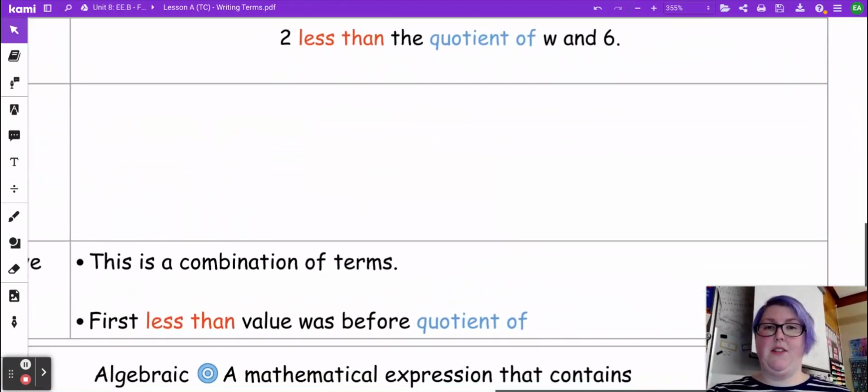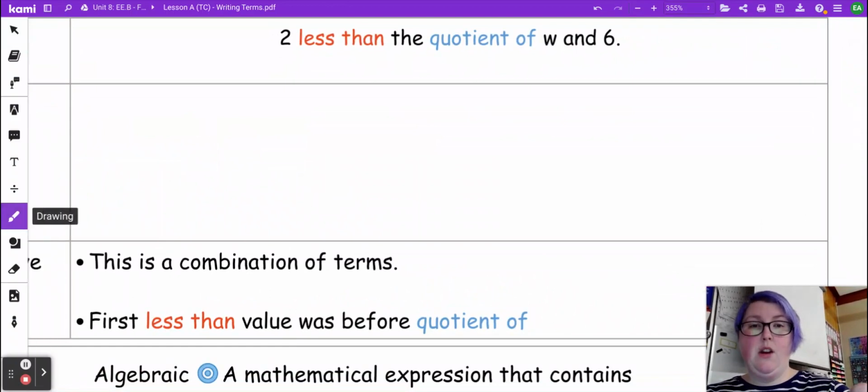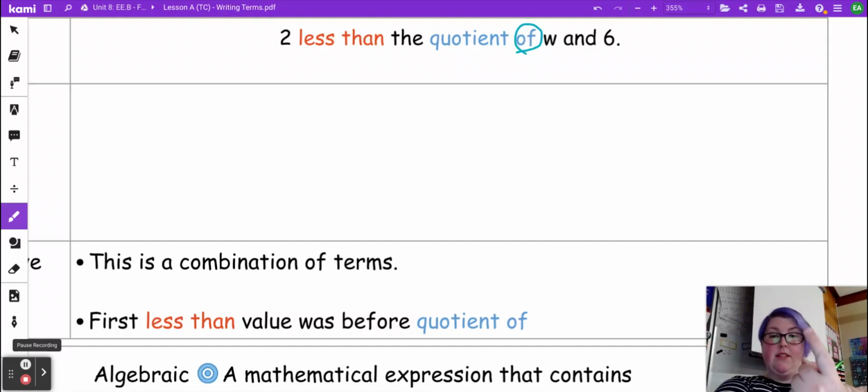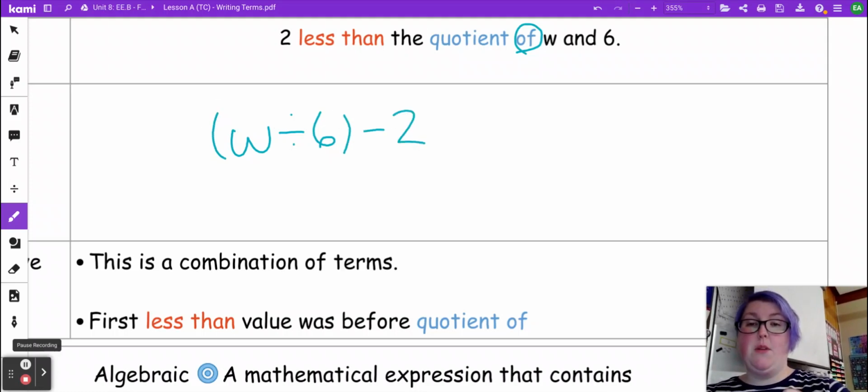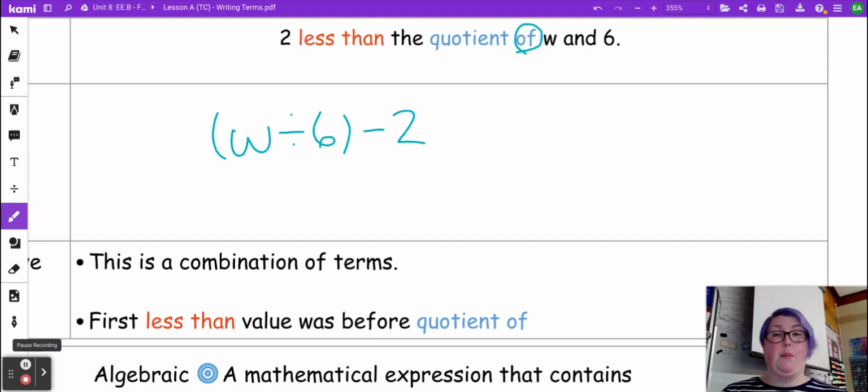All right, 2 less than the quotient of W and 6. Again, we have that word of. Remember, less than means you're going to flip it. So the quotient of W and 6 is division. So W divided by 6 minus 2. Now, do you have to do the parentheses? No, because our order of operations would say you do the division, then you do the subtraction. But when I see that word of, I'm going to add that parentheses to make sure that I'm still keeping that grouping together so that every time I see the word of, parentheses, whatever comes after it.